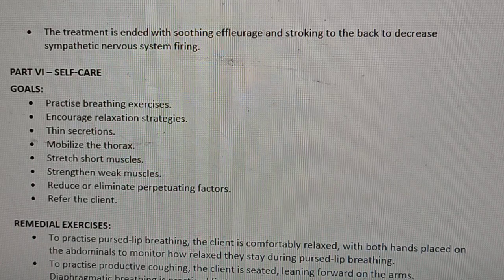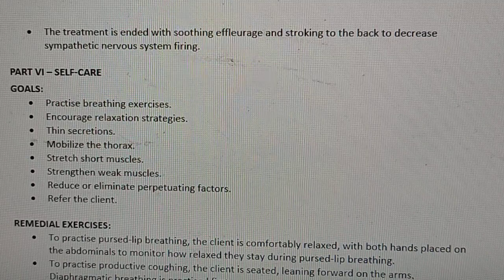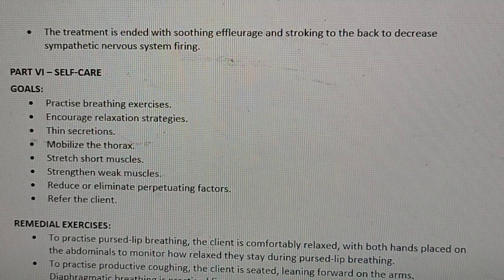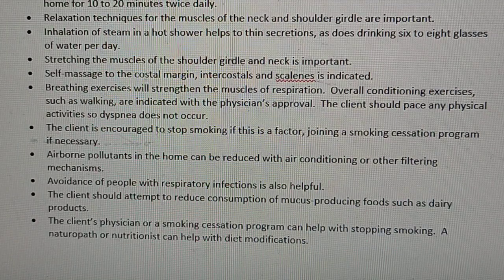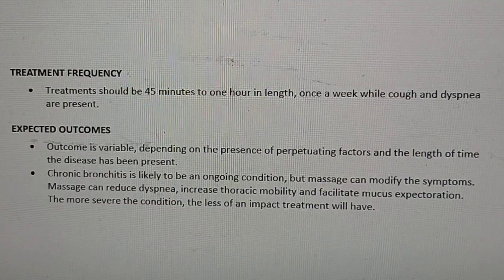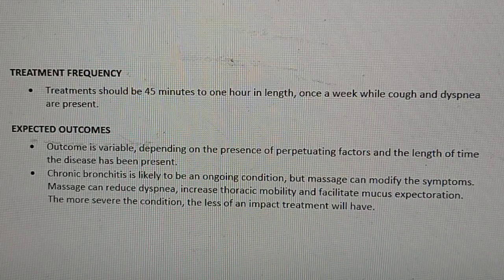Now let's move on to part 6, self-care. We have goals to follow as well. Just read on this, guys. For remedial exercises, we have listed a few here, so just read on these, guys. More remedial exercises. Let's move on to treatment frequency. Treatment should be 45 minutes to an hour in length once a week while cough and dyspnea, shortness of breath, are present. So, expected outcomes.